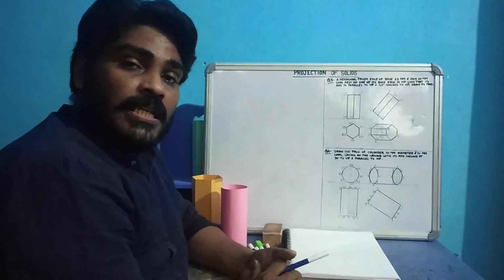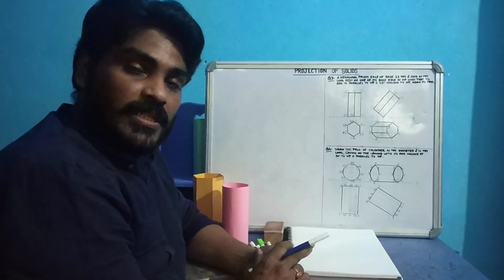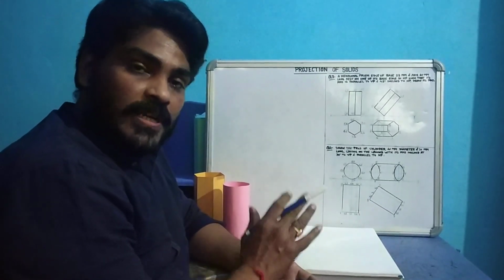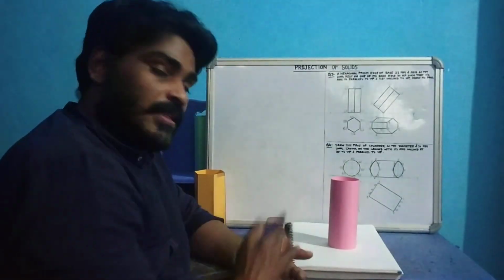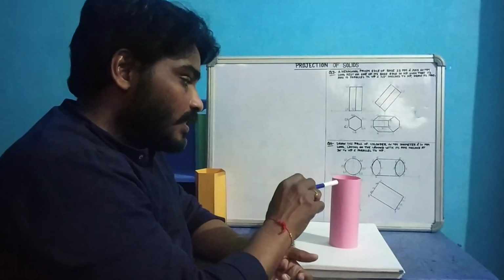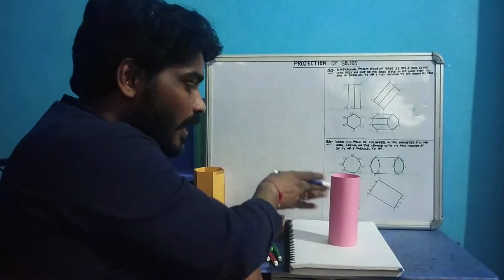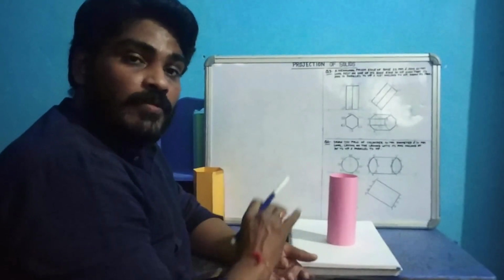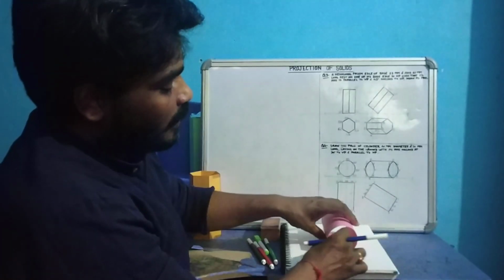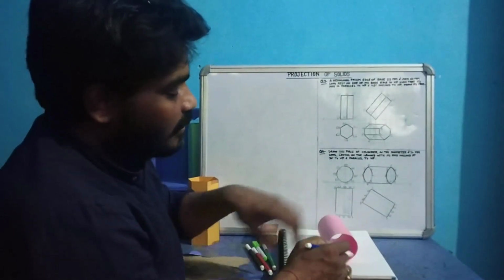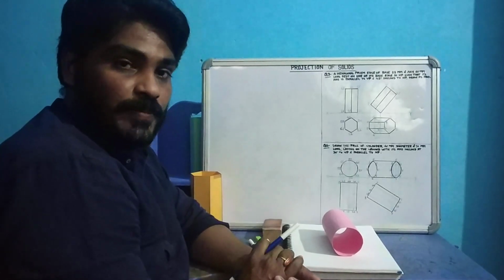So, we were discussing the projection of solids and we have already solved our first and second questions. The first question was related to the first case, when the solid is placed in such a way that its axis is perpendicular to the HP plane and parallel to the VP plane. Our second question was related to the second case, when the axis of the solid is perpendicular to the VP plane and parallel to the HP plane.